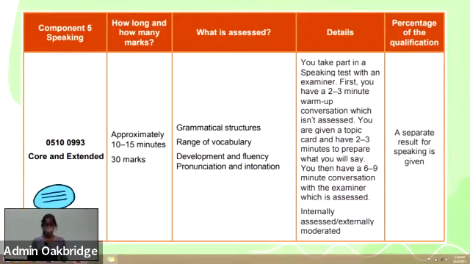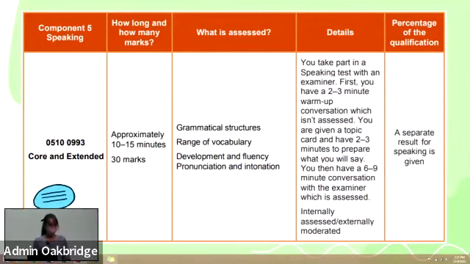What is assessed for your speaking test is, they will have a look at these criteria. The first one is grammatical structures. Second one is the range of vocabulary. The third one is development and fluency. And the fourth one is pronunciation and intonation. So these 4 things are what you are assessed on.